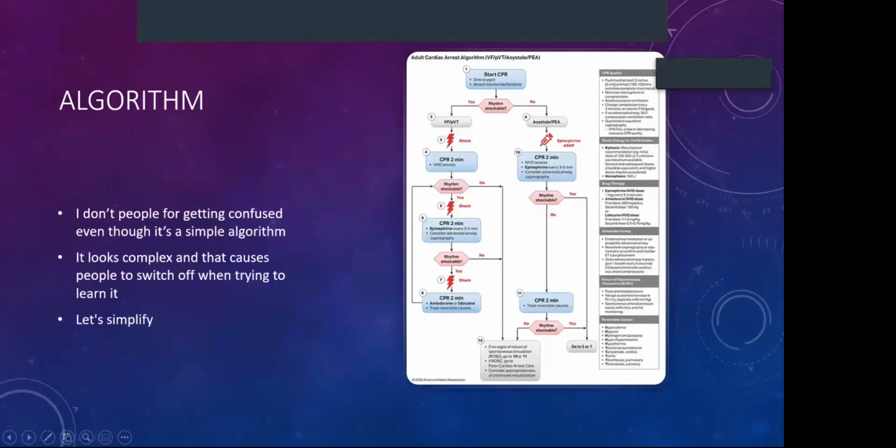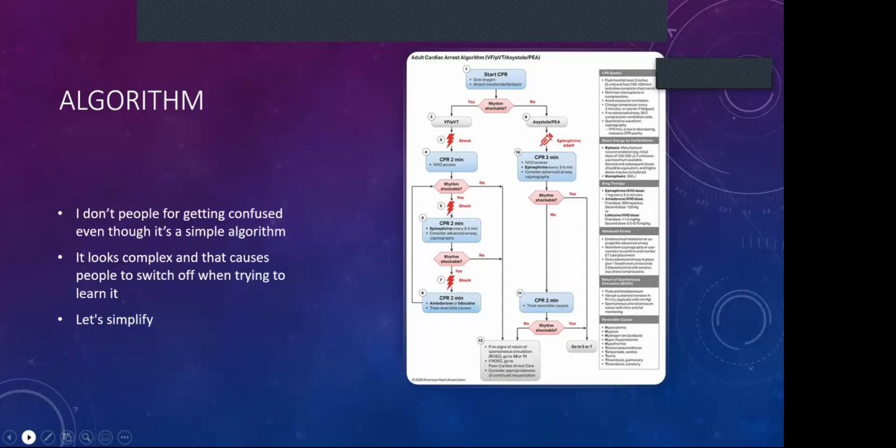How many of you have attempted to learn this thing? How many of you have failed? All the time, isn't it? Okay. So I don't blame people for getting confused, even though it's a simple algorithm. It's not a very difficult thing. Right? The problem is it looks very, very complicated when you look at it. So when people are trying to learn it or trying to know what to do, they just switch off. That's what I did. First time I did ACLS, I just looked at this thing for 5 minutes and thought, I can't learn this. It's too difficult, you know. So let's simplify it and take it from there.